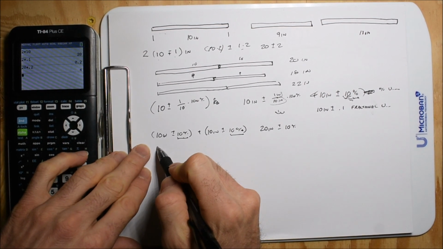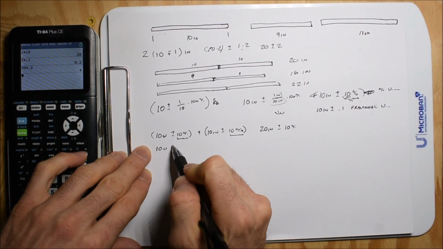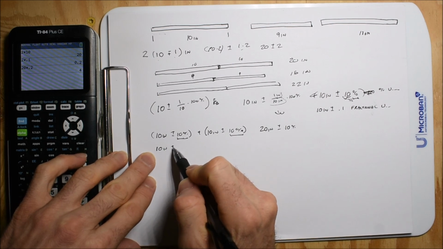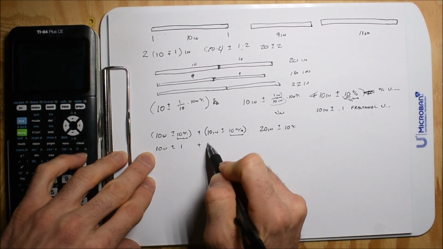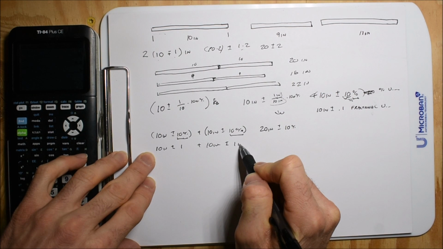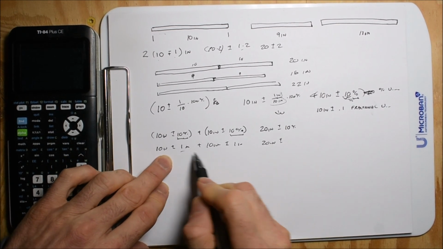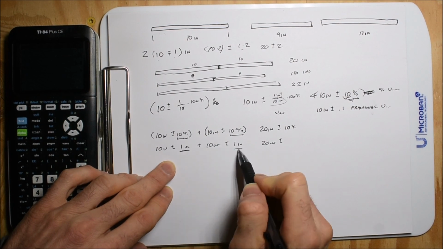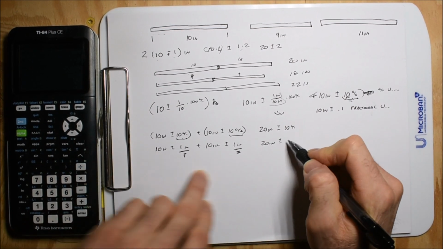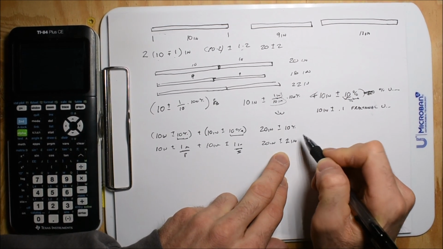If you had absolute uncertainty, it's 10 inches plus or minus 1 inch, plus 10 inches plus or minus 1 inch. And then you would get 20 inches plus or minus... then you add the absolute uncertainties. So now you got 2 inches.